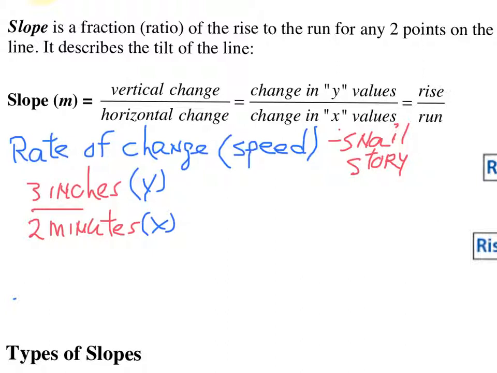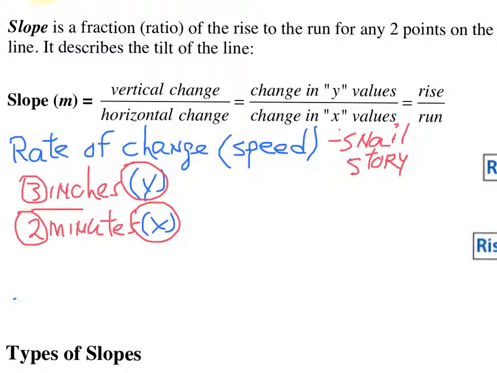We could label the x-axis minutes and the y-axis inches. So this graph would be describing a snail, let's say. This is my story, you can make up yours. That is traveling or moving at a rate of speed. For every 2 minutes, they move 3 inches.